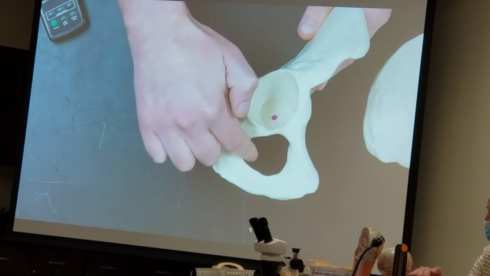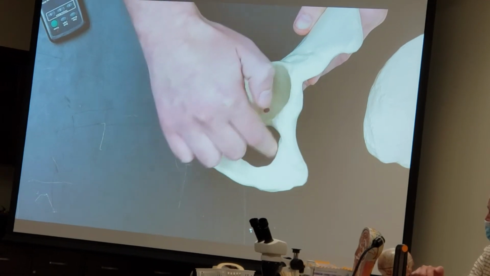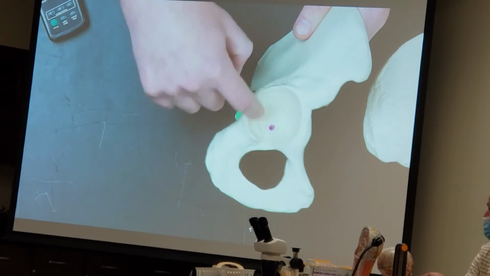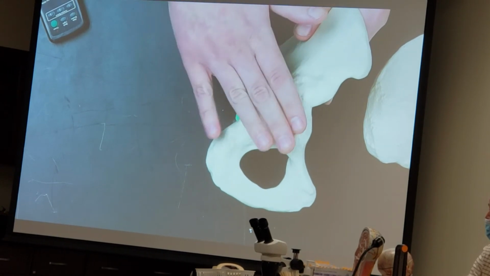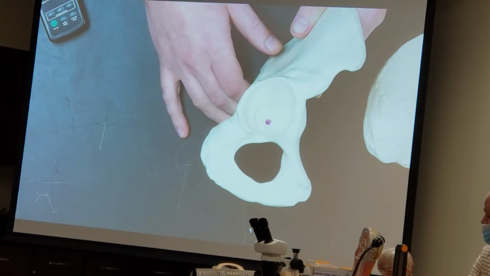This is the obturator foramen, and this is the acetabulum, into which the head of the femur will articulate.